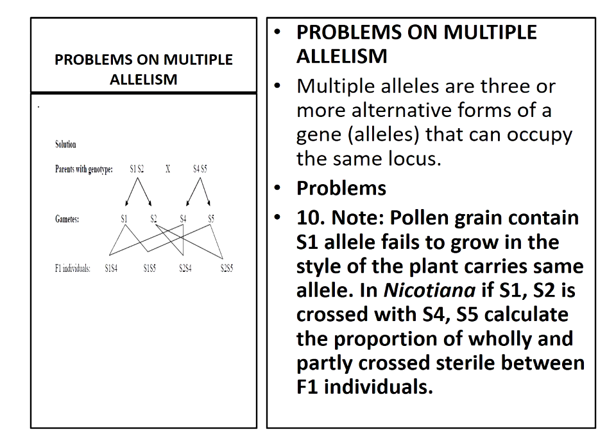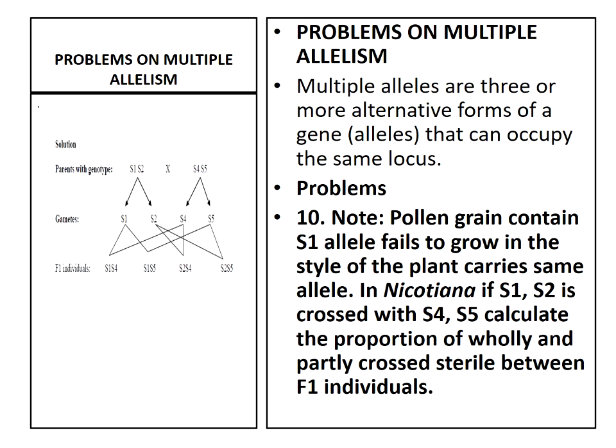In Nicotiana, if S1 S2 is crossed with S4 S5, calculate the proportion of wholly and partly cross-sterile individuals among the F1 individuals. In this pairing, S1 S2 and S4 S5, when the cross is made, what individuals will be produced, and in what numbers will the sterile and fertile individuals be produced? So this is the problem. First, let us move on to the solution.